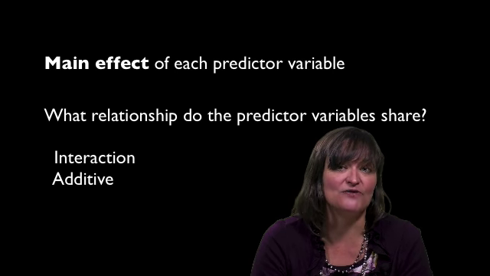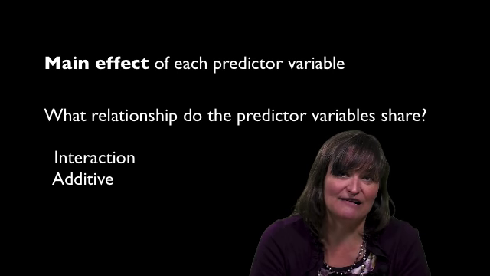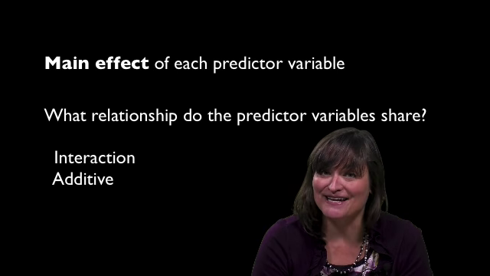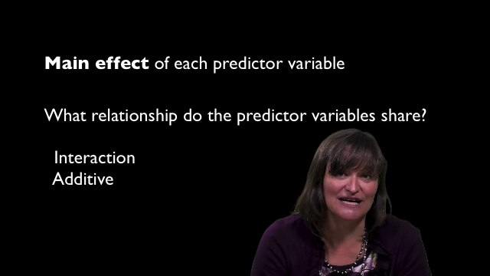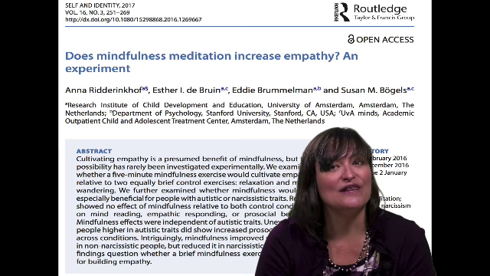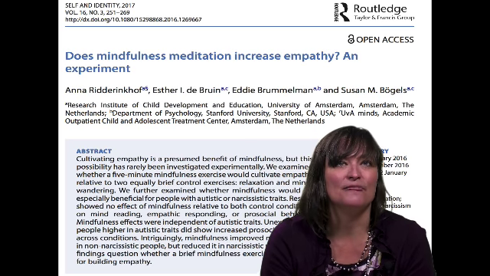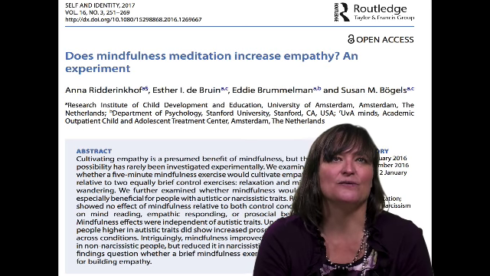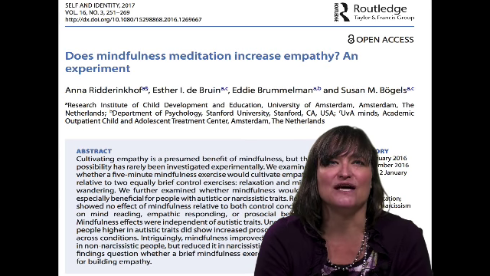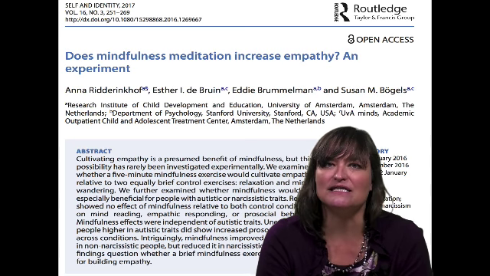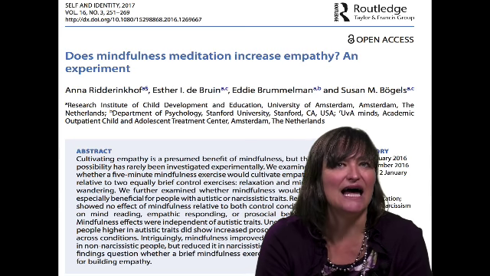Main effect of the first variable, main effect of the second variable, and then what sort of relationship do they share? And the possible answers there are either they share an interaction or they share an additive relationship. We're going to look at a particular example where there's an interaction. So we're going to explore a paper that was published in 2017 asking about whether mindfulness meditation increases empathy.